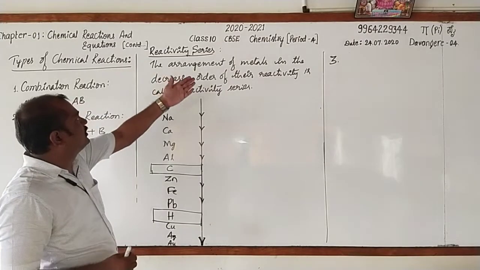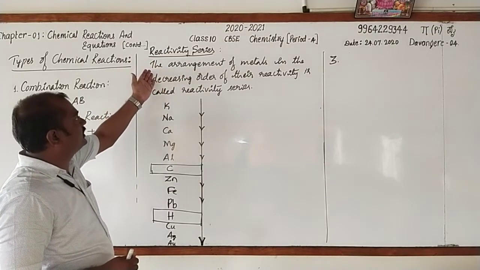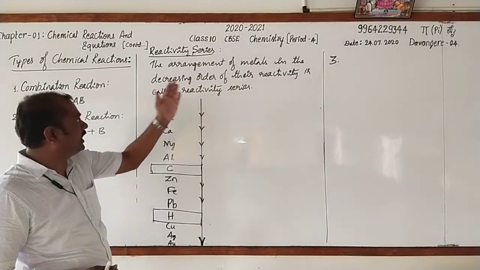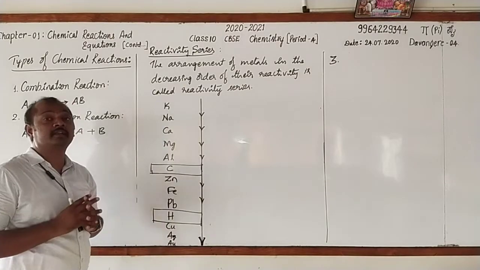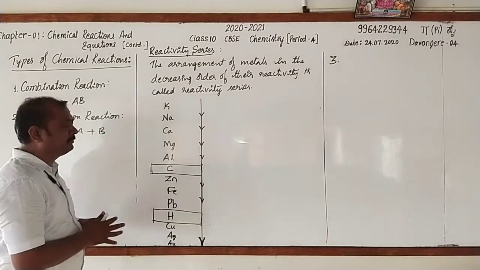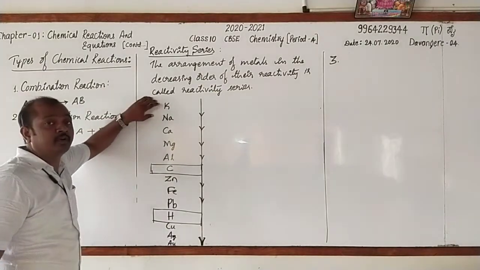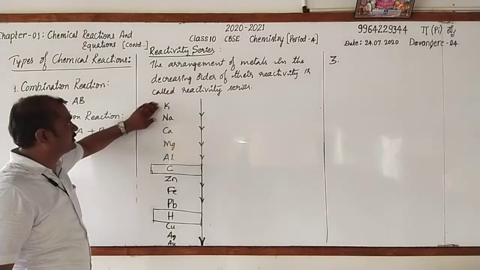Here I have written the definition of reactivity series. The arrangement of metals in the decreasing order of their reactivity is called reactivity series. These are the metals. I have already shown you the chart. Now, just once, let us recall the names of these elements.